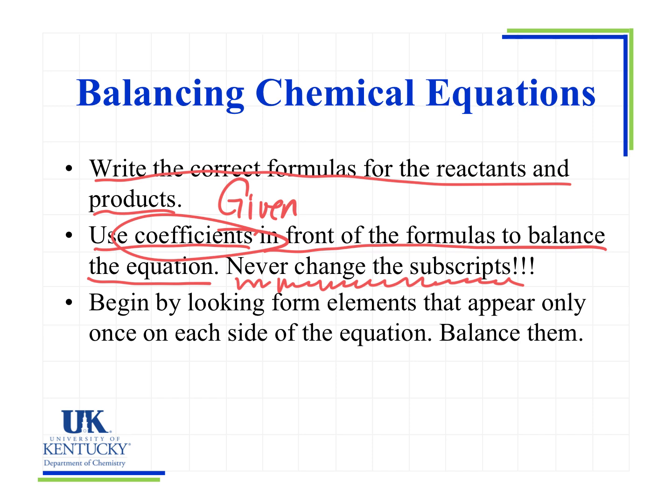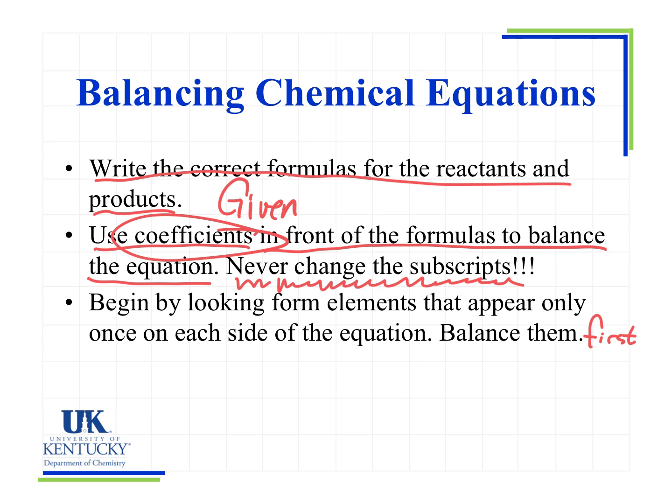And it says here to begin by looking for elements that appear only once on each side of the equation and balance them first. So you're looking for things that only appear on each side once. If something appears on one of the sides in more than one place, save it for later.